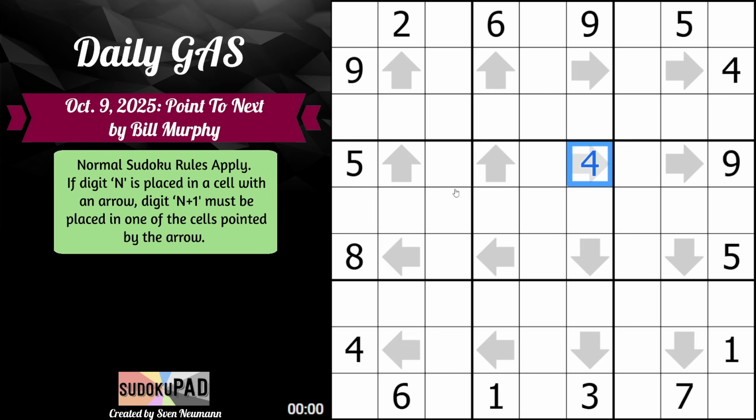If this was 4, let's say, which it couldn't be in this case, that would tell us that 5 would have to go in one of these three cells, which would break the Sudoku, and so on and so forth for all of the arrows throughout the grid. And that's it. Those are the rules. Let's just jump right into it.